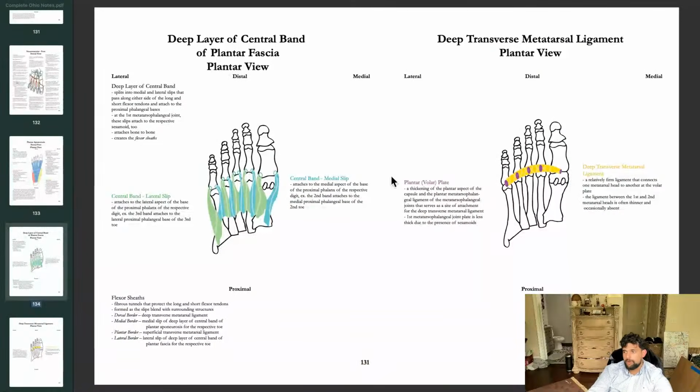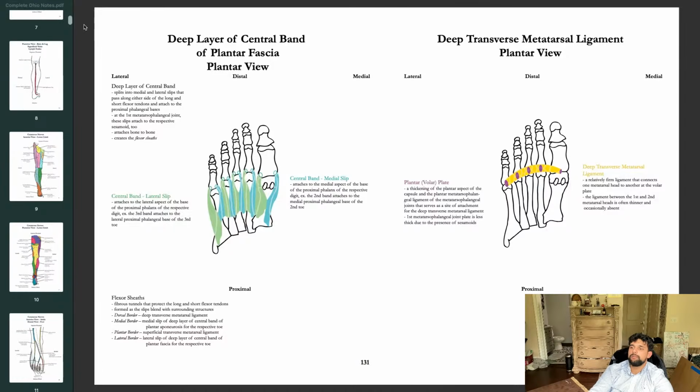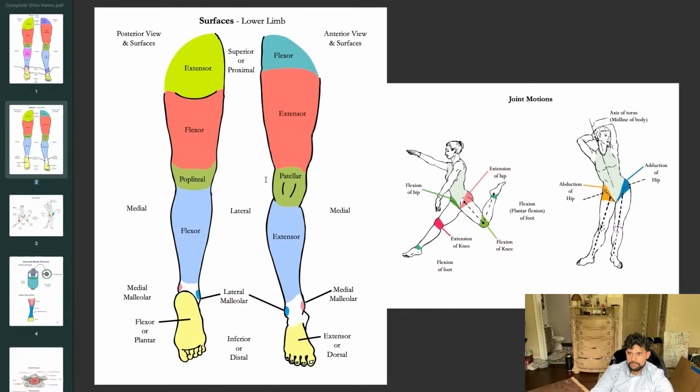Okay. So this is Ohio Notes. Ohio Notes is going to be your best friend until the day you die, probably. Actually, I don't know. Ohio Notes is amazing. I absolutely love Ohio Notes. I mean, it's just something else about Ohio Notes. That's amazing.